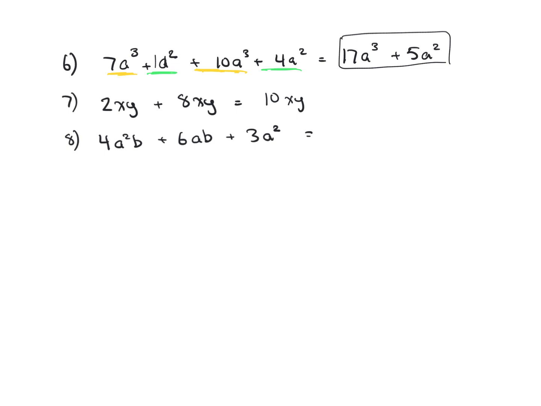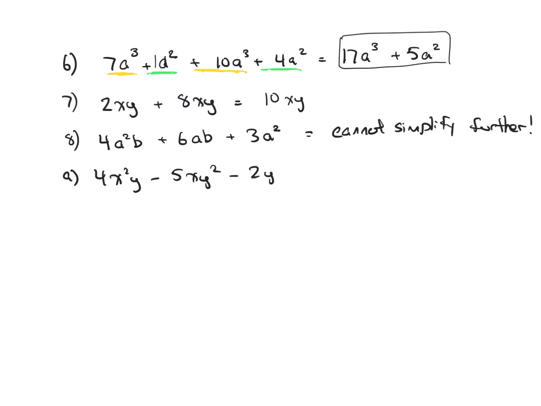So this is a trick question. When I say simplify this, you cannot. Okay, you cannot simplify further because there are no like terms to add or subtract. Okay, let's keep going. Let's say 4x squared y minus 5xy squared minus 2y squared x.